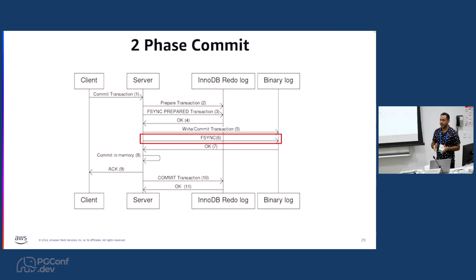Then it's left with a set of transactions that are prepared in InnoDB, but not committed in InnoDB. What it does with those transactions is, for each transaction, it looks for it in the binary log. If the transaction is also in the binary log, it rolls it forward. If the transaction is not in the binary log, it rolls it back. So at the end of crash recovery, you know for sure that the transactions in your redo log are consistent with the binary log.